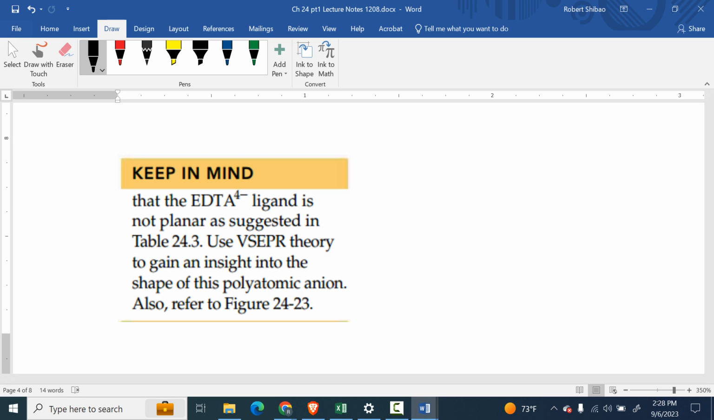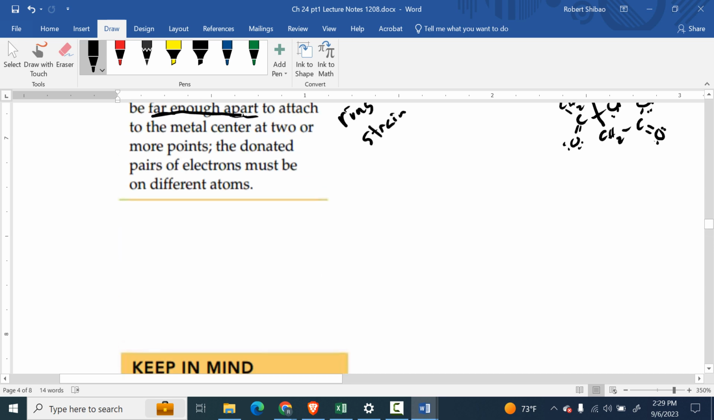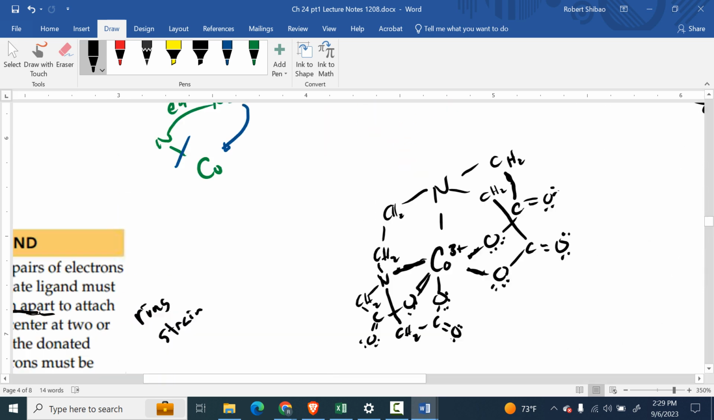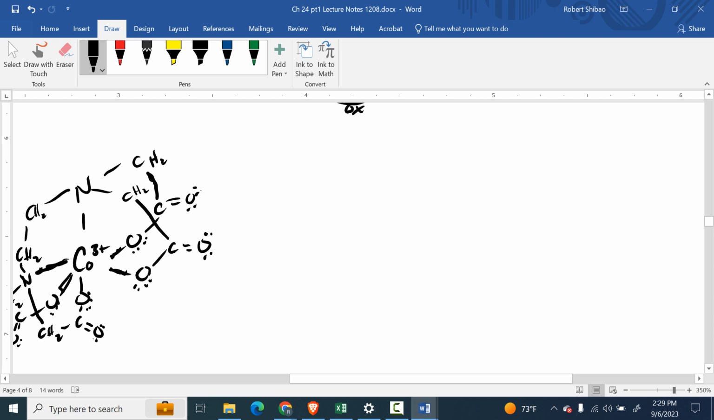Here. Keep in mind that the EDTA4- ligand is not planar, as suggested in table 24.3. Use VSEPR. I told you VSEPR doesn't work for the bonding in the complexes themselves, but within the ligand you expect it to work. So use VSEPR theory to gain insight into the shape of this polyatomic anion. And the shape of that polyatomic anion is that it can flop around.